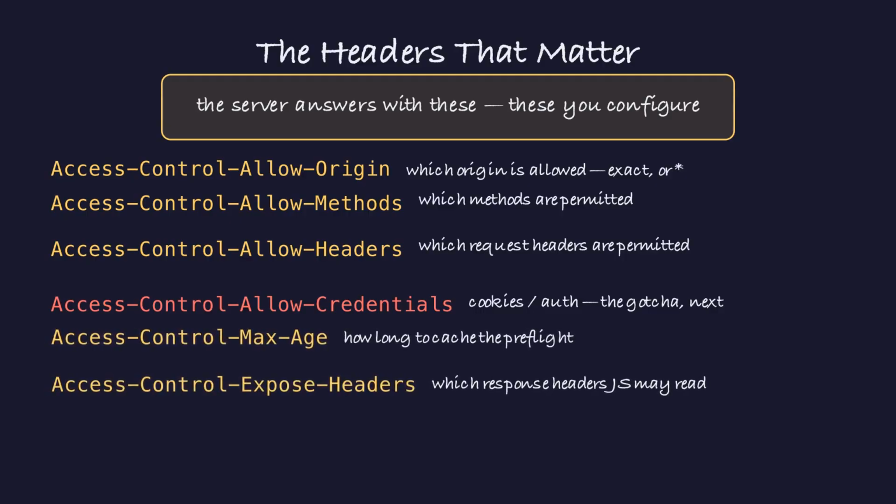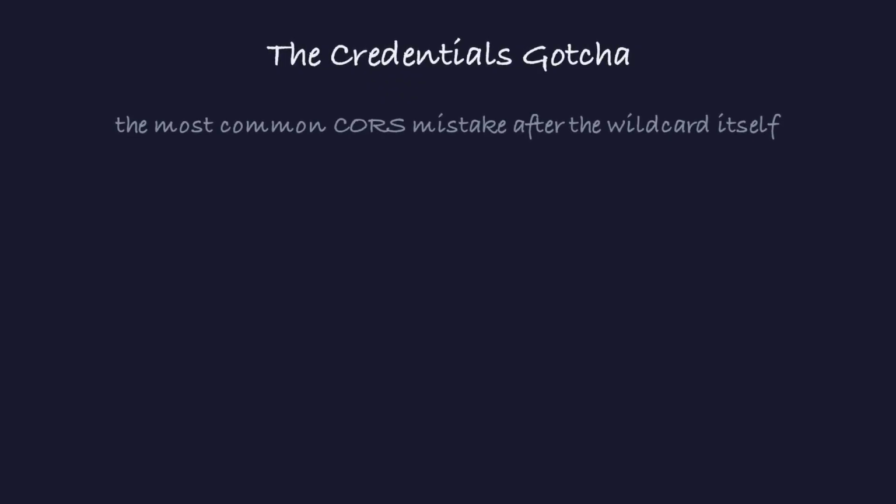Access-Control-Max-Age: how long the browser may cache the preflight result. And Access-Control-Expose-Headers: which response headers your JavaScript is allowed to read. Because by default, only a small safe subset is readable, even on an allowed response. This is the single most common CORS mistake after the wildcard itself, and it deserves its own moment.